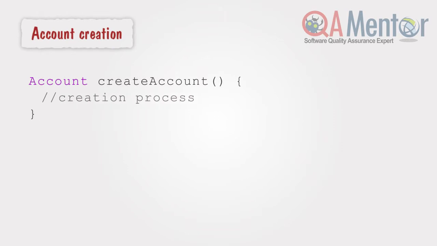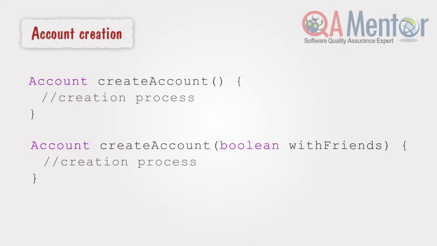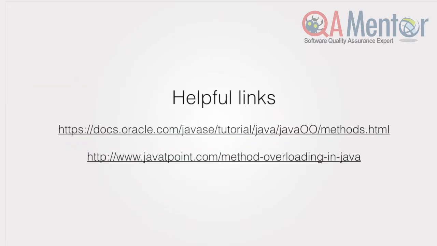Here is a signature method which creates a new account. And here is a signature method which creates a new account with some friends. This easy example demonstrates how overloading helps in automated testing. Dive deeper into the theory by reading more helpful information.